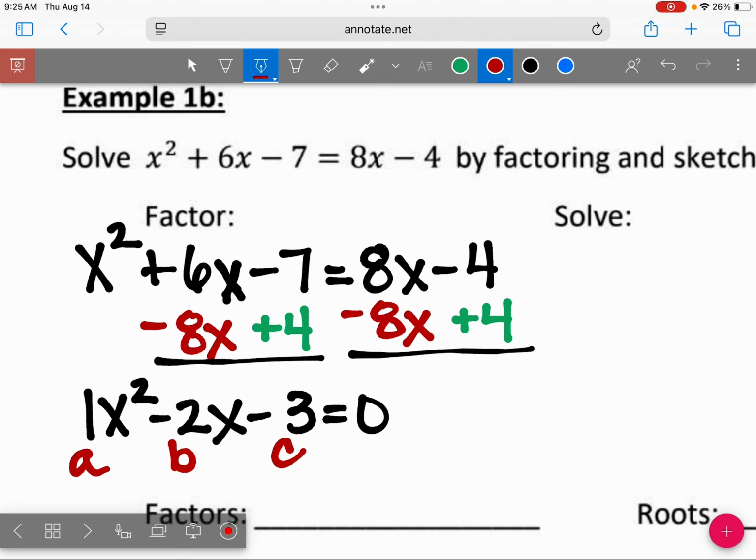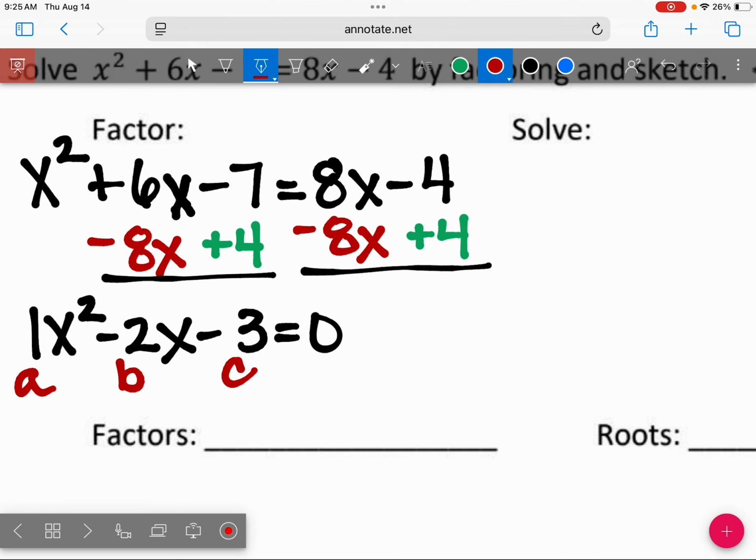It can wait. All right, so I have my A value is 1, B is -2, and C is -3. Now we can factor. So we are going to make our X. On top of the X is always A times C, which would be -3. The bottom of the X is a -2.